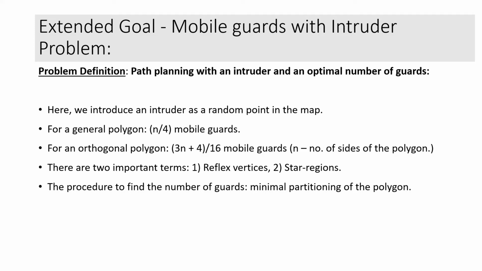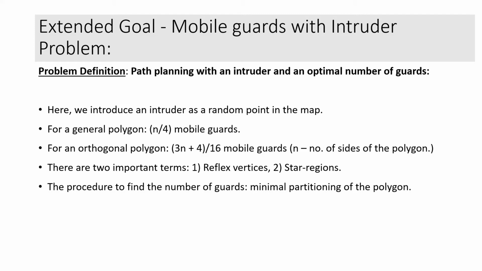As far as the number of mobile guards is concerned, we start from a minimum value which is lower than the numerically determined minimum number of guards. Here it should be less than n by 4 mobile guards for a general polygon and (3n+4) by 16 mobile guards for an orthogonal polygon, where n represents the number of sides of the polygon.